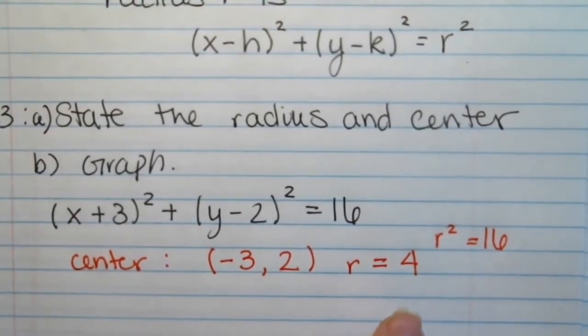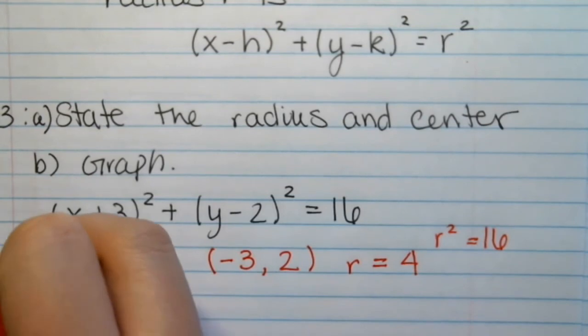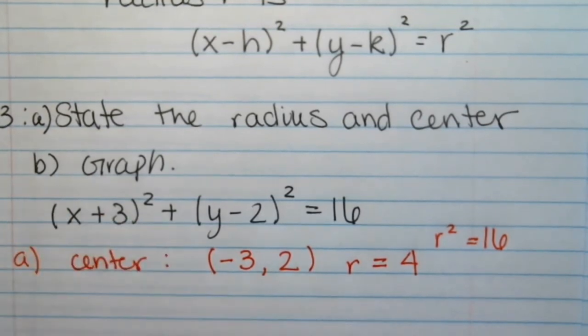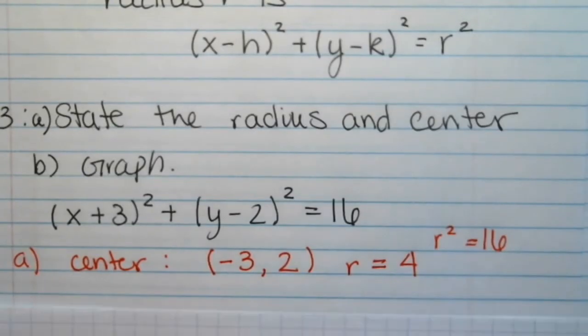All right. Now to graph, let me grab some graph paper and we'll go over the best way to graph a circle. So to graph the circle, we're really going to graph the center. So let me copy down the center and the radius.